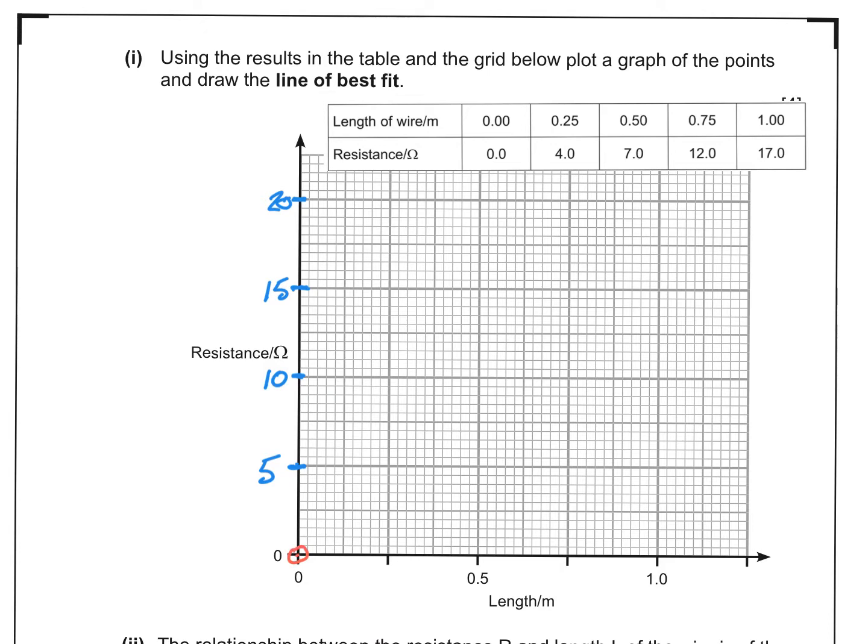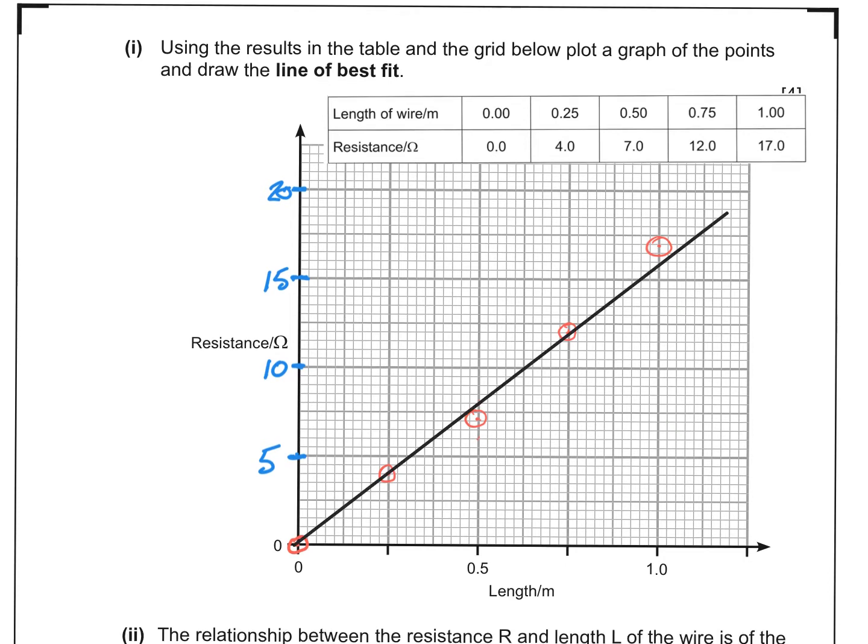So 0, 0 is a point, 0.25 and 4 is a point, 0.5 and 7, 0.75 and 12, and finally 1 meter and 17 ohms. We're also supposed to put a line of best fit through these, and that's going to be about there.